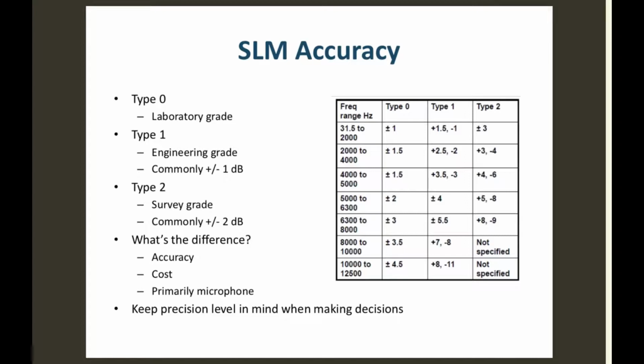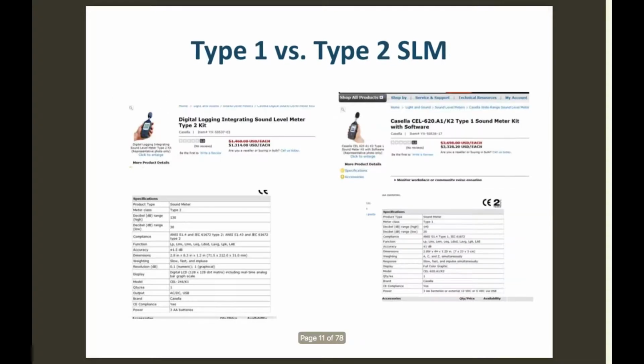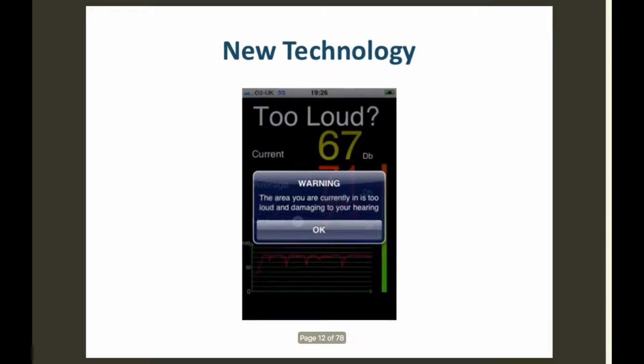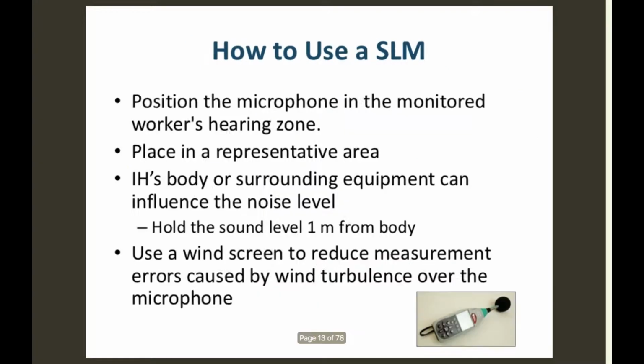Cost and accuracy, and a lot of the accuracy is determined by the quality of the microphone. Okay, Type 1 versus Type 2. What do we have in price there? Type 1 is 3,000, and that's 1,300. I think the price is much cheaper nowadays than it was then.